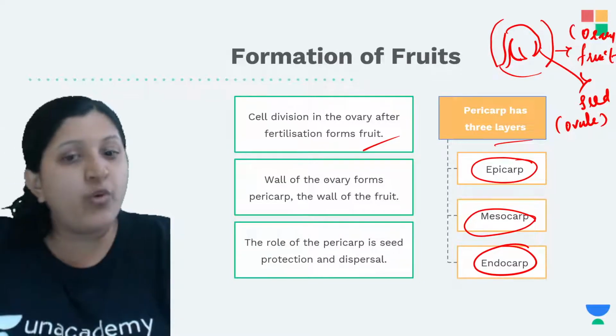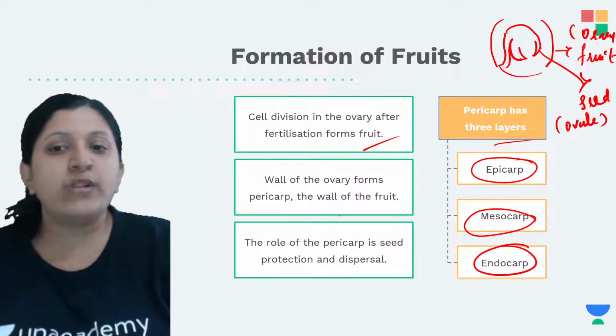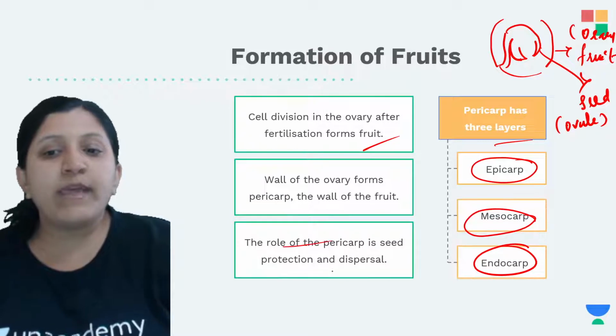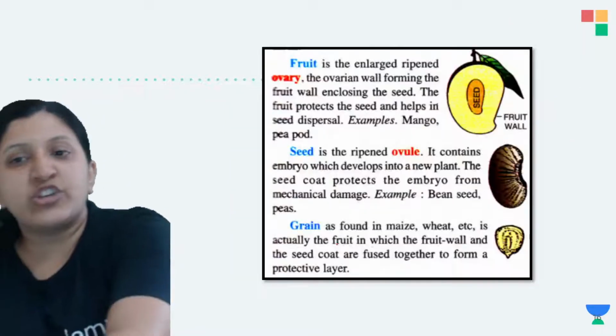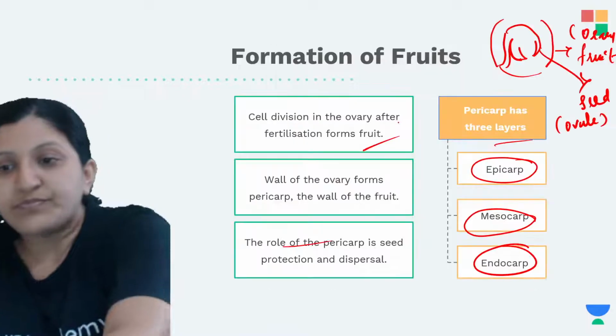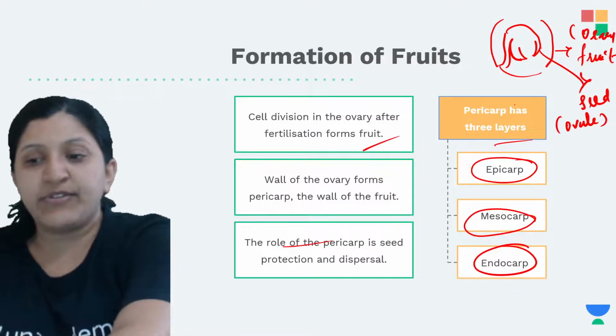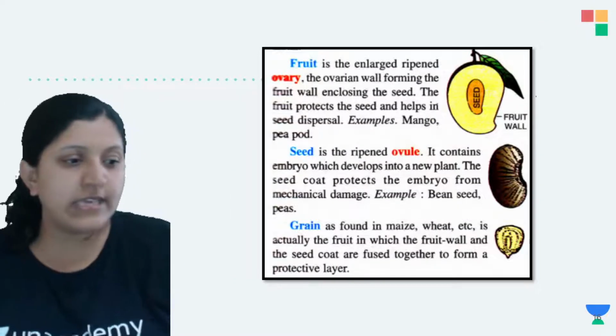So the wall of the ovary forms the pericarp. So this is the whole thing. Okay, so the role of the pericarp is seed protection and dispersal. So now, inside the fruit itself, you can see it in here also.